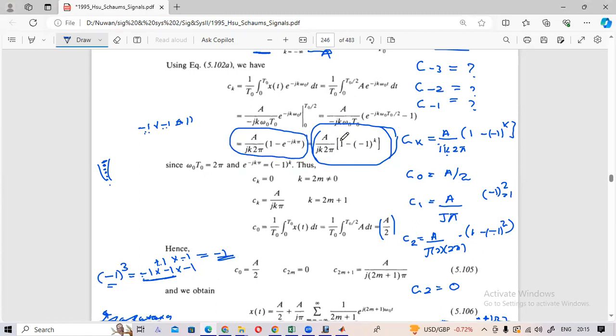This one and this one are equal. Okay, so you can code this one or this one to calculate the CK value. Okay, so I have coded it.